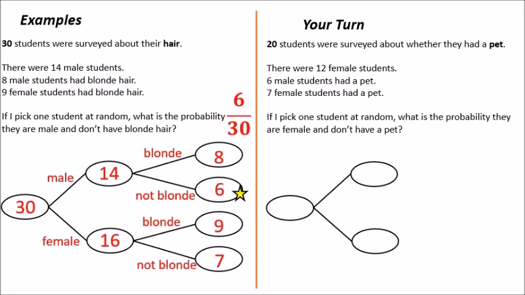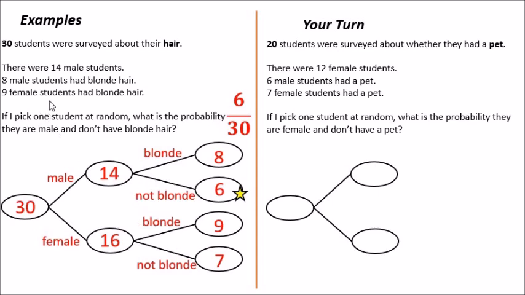So in this question here, I started off with 30 students in total, and these were split into two categories, male and female. 14 were male students, therefore the other 16 were female. If 8 male students had blonde hair, that means this number here would have to be 8. And because there are 14 males in total, the number of males that did not have blonde hair would have to be 6, because 8 plus 6 is 14.